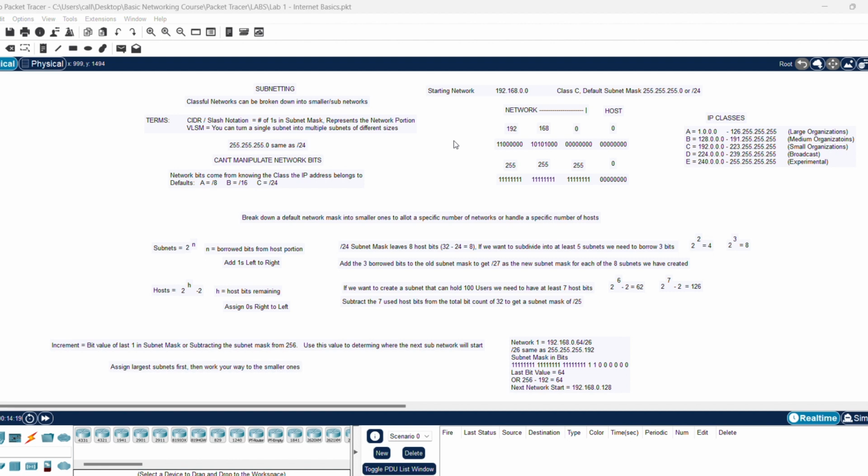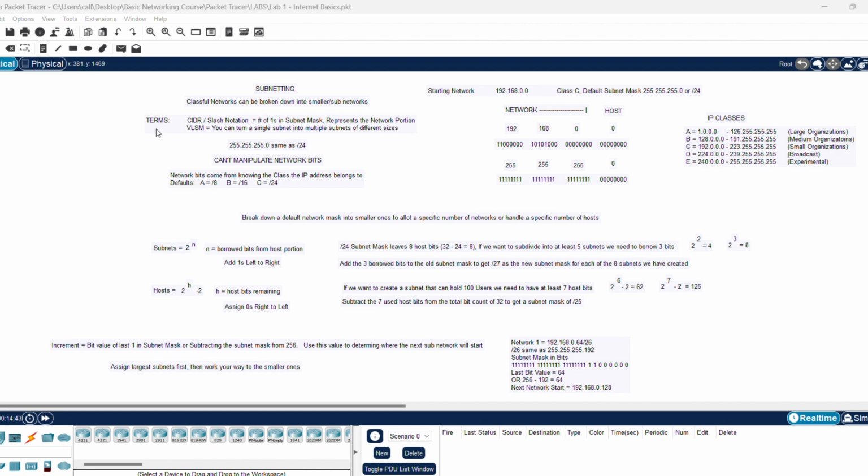So subnetting can be a pretty difficult topic for some people, but it's very important in networking. It helps you figure out which IP addresses you can assign to your devices, and it helps you plan out your network in a more efficient manner. So subnetting, basically, classful networks like we talked about before, we can break those down into smaller or sub networks.